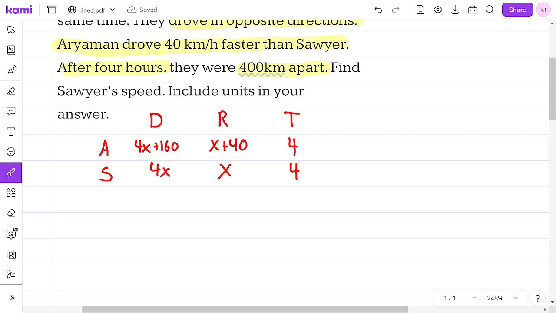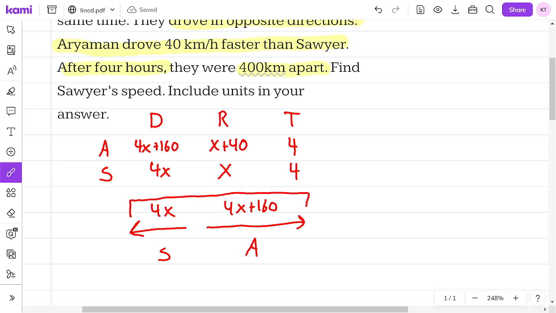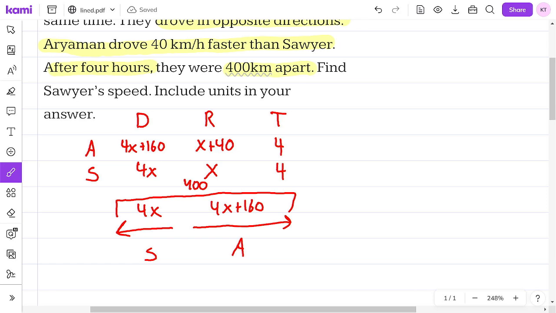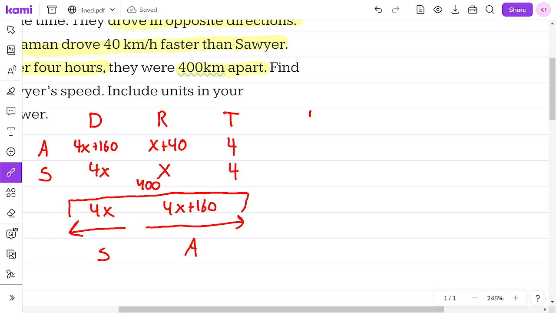Now, here's the part where we go ahead and tie in the fact they are 400 kilometers apart. So these two distances, because they're traveling in opposite directions, we have Sawyer here and Ahriman here. This is going to be the 4x right here, and this is going to be 4x plus 160. And then together, because they're traveling in opposite directions, that should equal 400. So we would have to do 4x for Sawyer plus 4x plus 160 for Ahriman is going to equal 400.